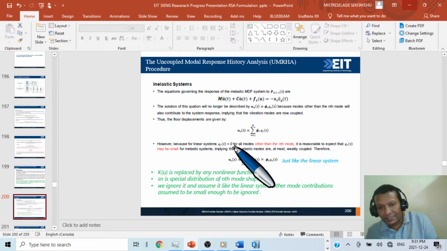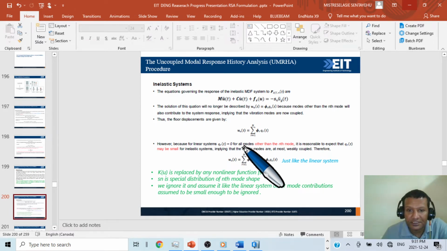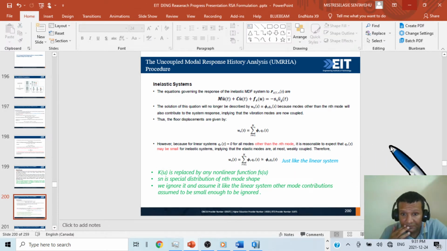For an elastic system, it is known that once we use the orthogonality property, from the coupled equation of motion we change it into an uncoupled equation of motion for each mode and for each floor. So each uncoupled equation of motion will be contributed only by that mode. For each mode we will have that. Then we will have the number of equations equal to the number of degrees of freedom. So this is just like the linear system.